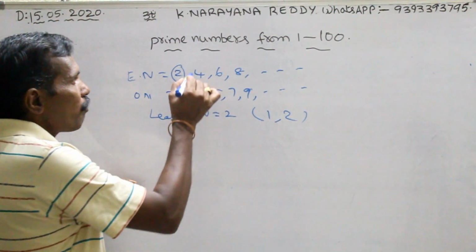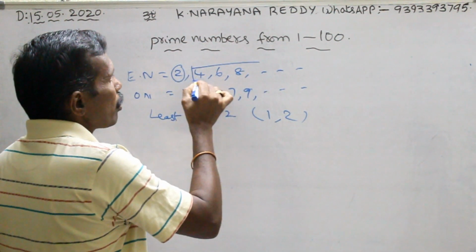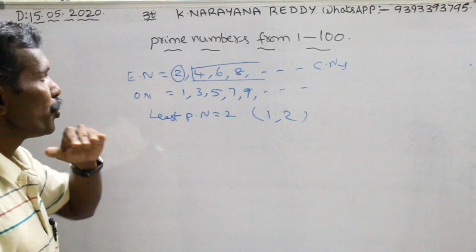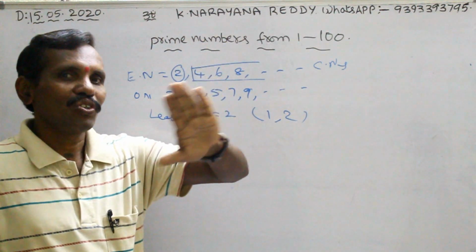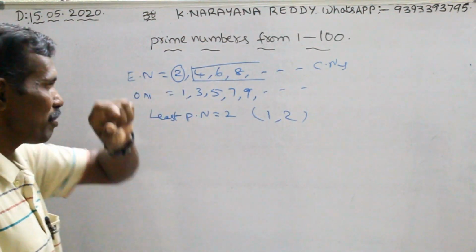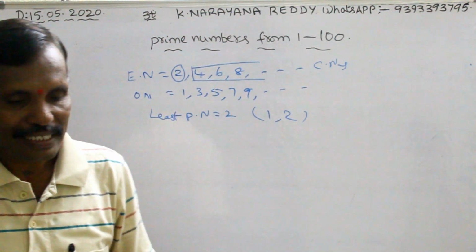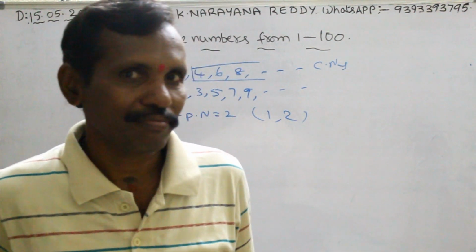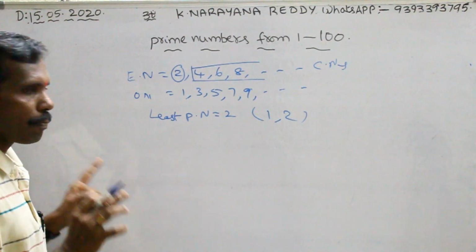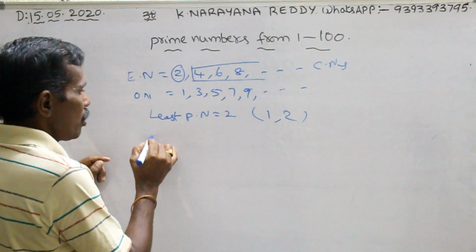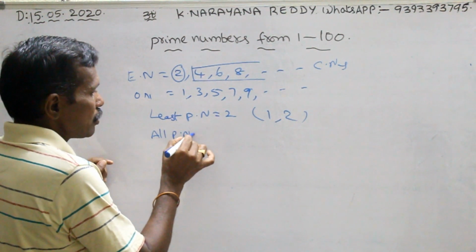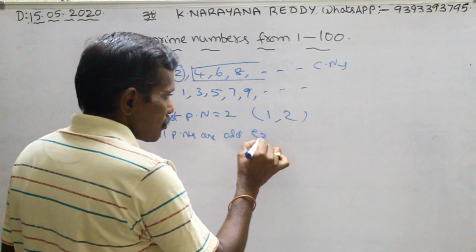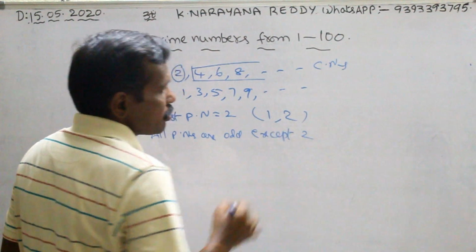Now after 2, all the remaining even numbers are composite numbers. That is why we don't want those even numbers. We want only odd numbers. The important point here is that all prime numbers are odd numbers except 2. All prime numbers are odd except 2. That's all.